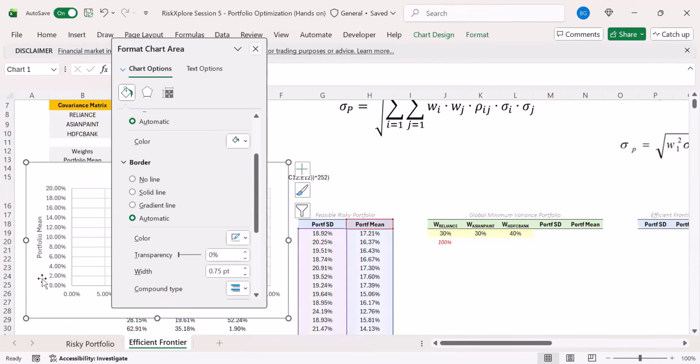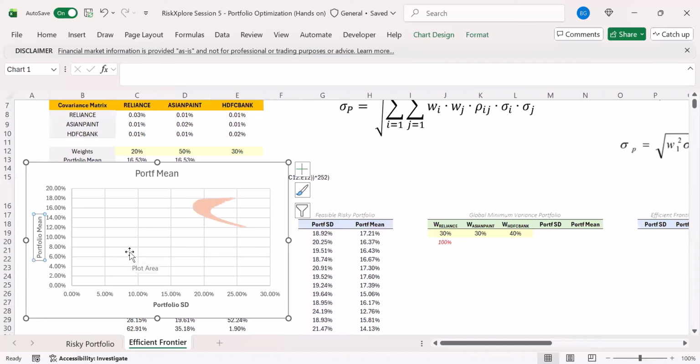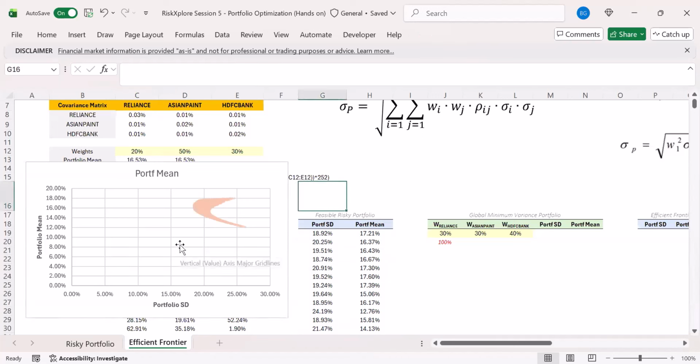Okay, we have portfolio SD and we have portfolio mean. Correct. This is the Markowitz umbrella, and this is how you dynamically create it in Excel. So we have this. We have SD here. We have portfolio mean here.